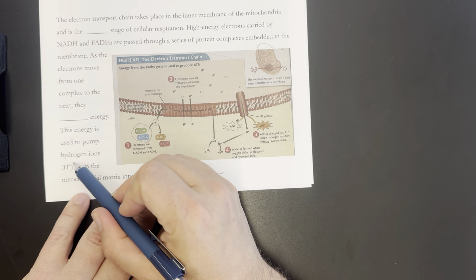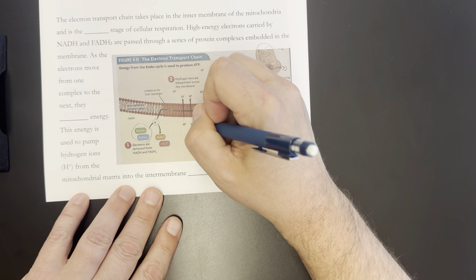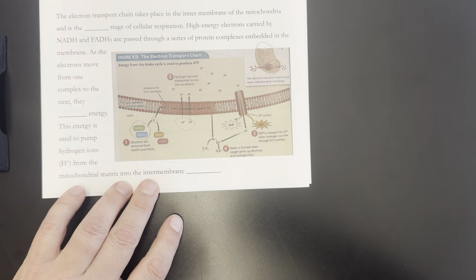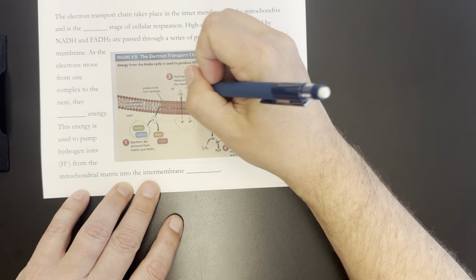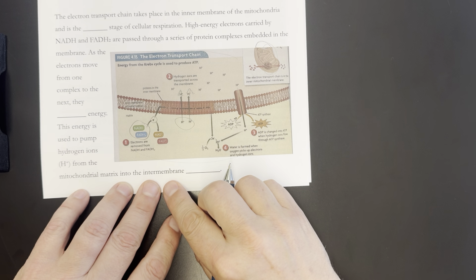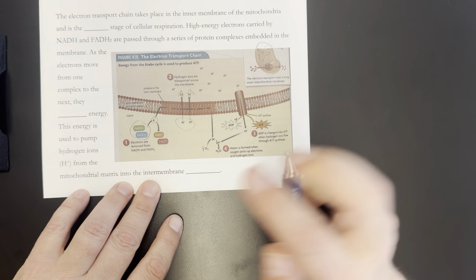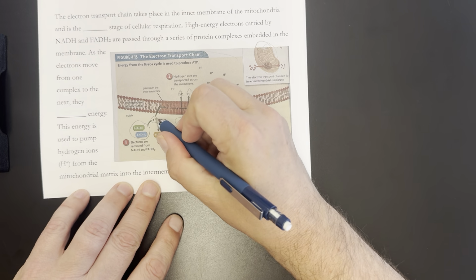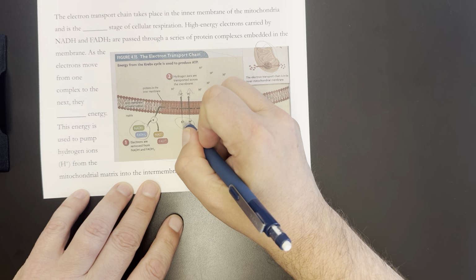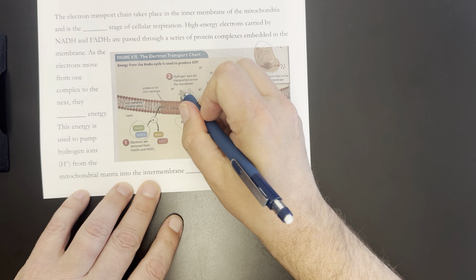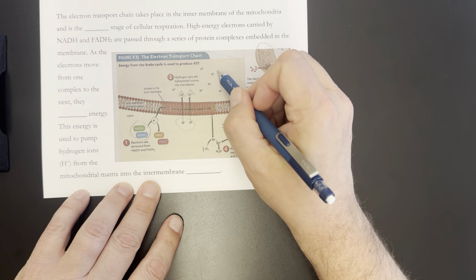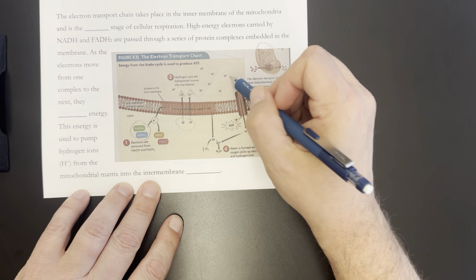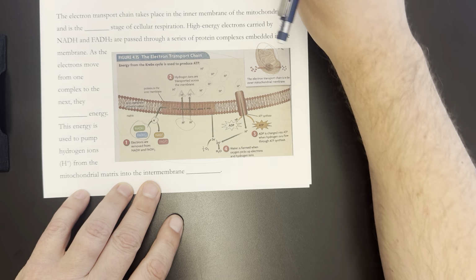This energy is used to pump hydrogen ions from the mitochondrial matrix into the inner membrane space. So we use the energy from the electrons to move these H+ ions up into this area here. And you see we're getting a big collection of those hydrogen ions, a whole bunch of them.